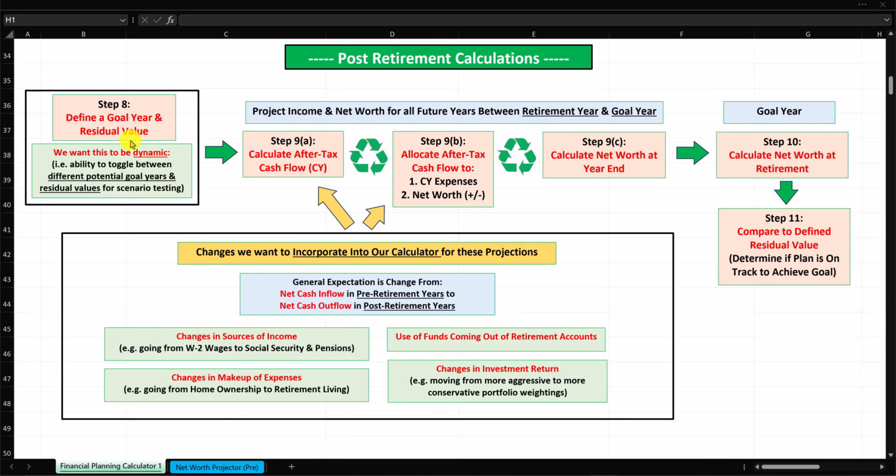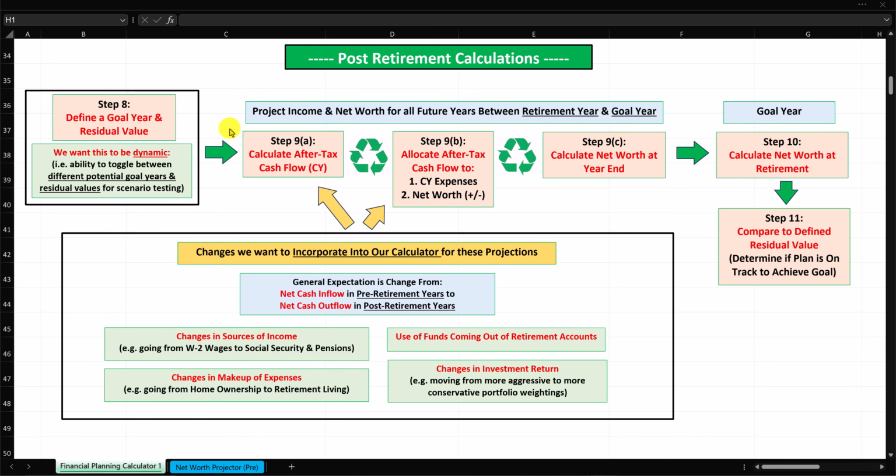Now, just as before with the retirement year, we want both the goal year as well as the residual value goal to be able to be dynamic in nature. In other words, we want to be able to test different scenarios, different ages, different amounts of residual value as part of our overall financial and retirement planning.